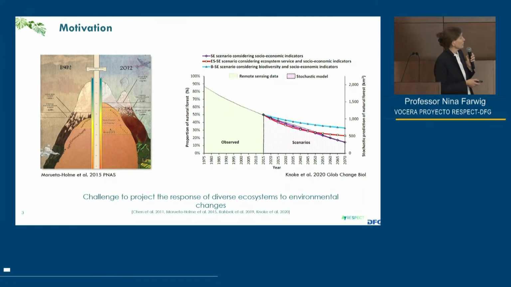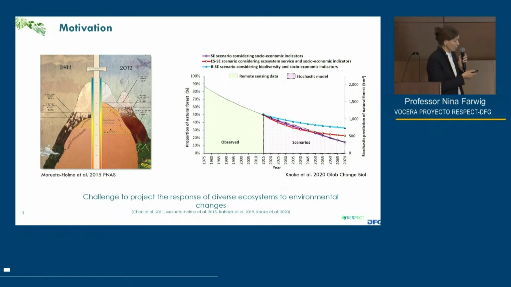Another approach is to use scenarios, and here in this example, the proportion of natural forest cover was first of all depicted using remote sensing data, and then different scenarios, either considering only socioeconomic indicators, which is the purple line down here, then deforestation would increase dramatically, or considering also biodiversity and ecosystem indicators, which is the blue line, which will kind of decelerate deforestation loss.